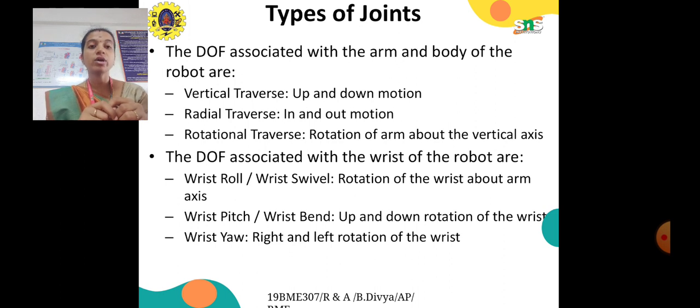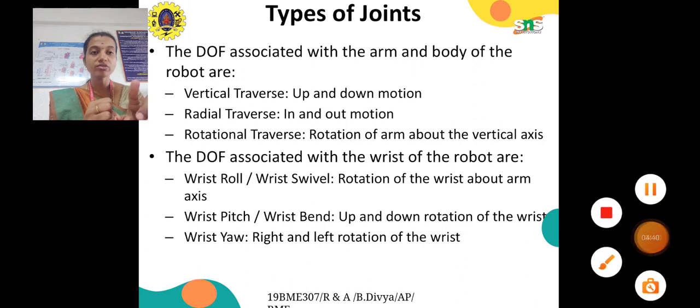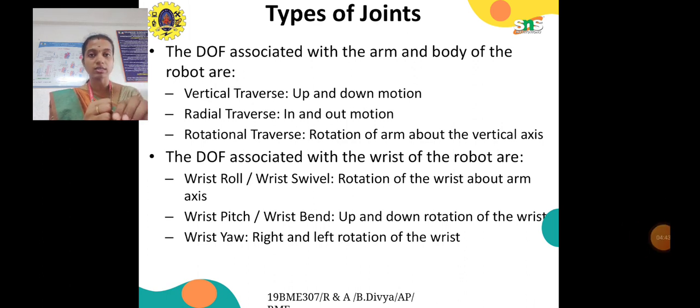Next is DOF associated with the wrist of the robot. Wrist roll, wrist pitch, wrist yaw. Wrist roll is rotation of the wrist about the arm axis. Wrist pitch is up and down rotation of the wrist. Wrist yaw is right and left rotation of the wrist.